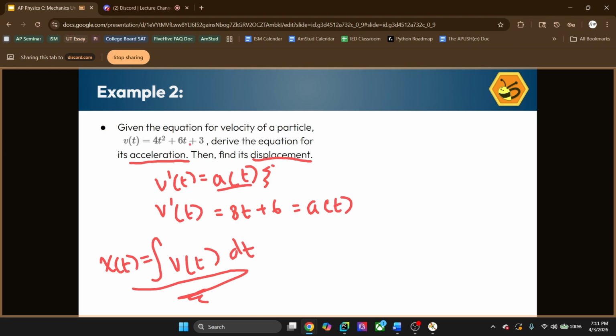Once again, this is a very simple power rule application, but for the integral definition. If we integrate 4t squared, we get 4 over 3 t cubed, plus the integral of 6t, which is 3t squared, and the integral of a constant is just multiplication by the variable of integration, and that gets 3t. There is also technically a plus c at the end, but a lot of times in physics, you'll see that things start at 0 at t equals 0, so a lot of times c is going to be 0.